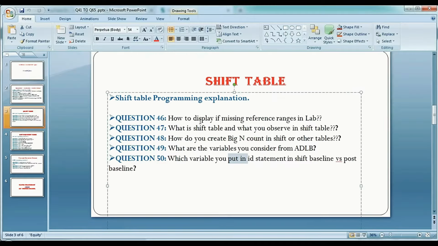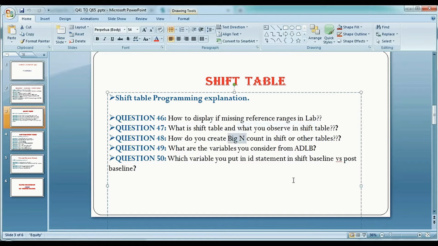So the first question is how to display the missing ranges. If ANRIND is missing, you can apply ANRIND equal to missing. So the missing category, for baseline as well as post baseline, we have to represent. So what do you understand? We'll get, at a glance, how many subjects shifted from normal to normal, normal to high, low to high, etc. In this case we can figure out the safety of the subject.